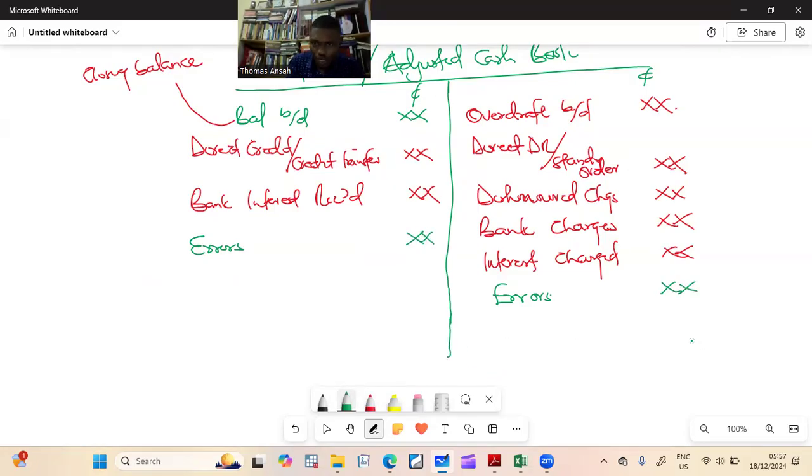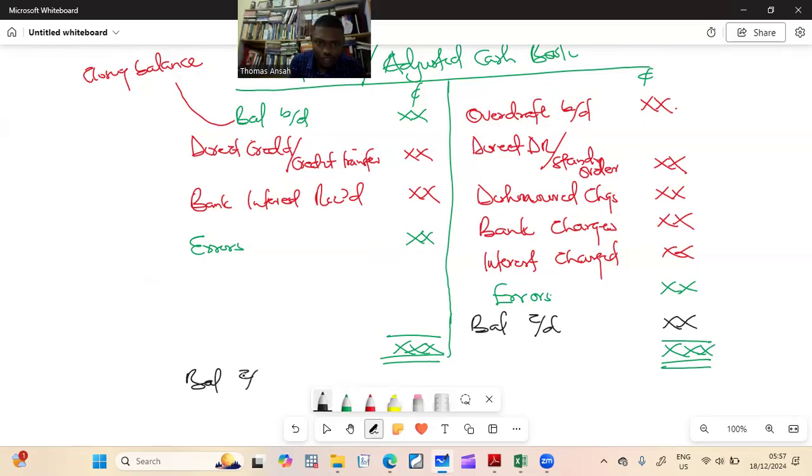So you total, you find where the bigger difference is. All right, then you put it in. The balance carried down can be here, which means the balance brought down will be here. And that balance is the adjusted balance.